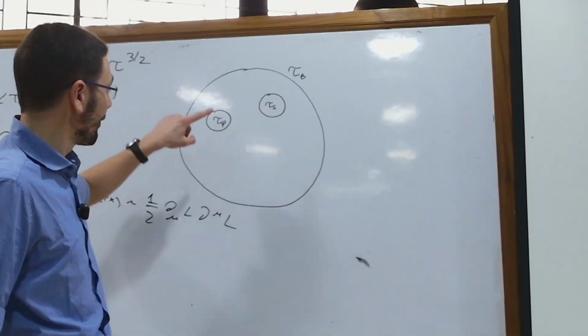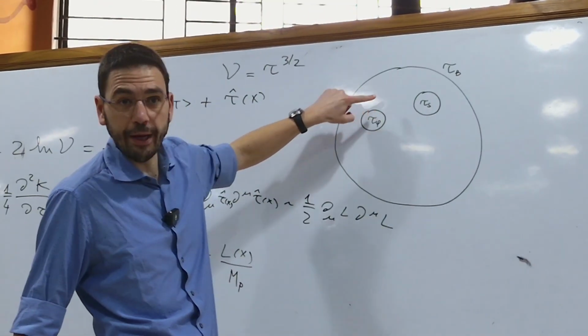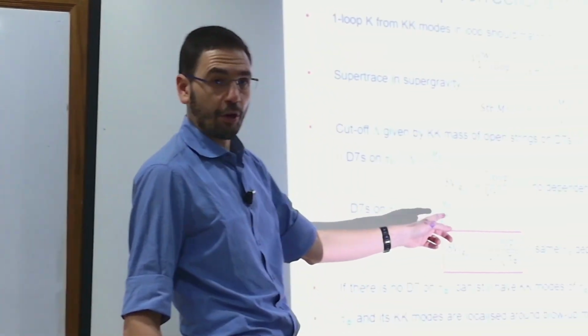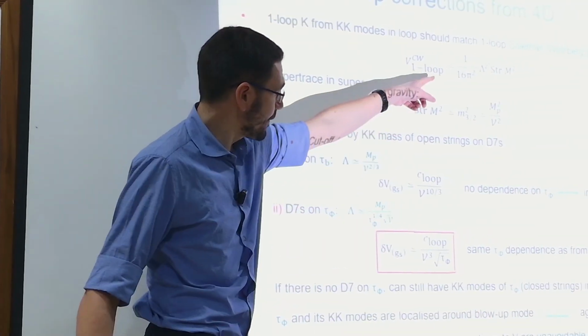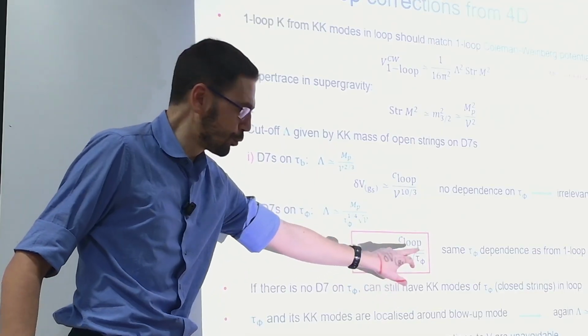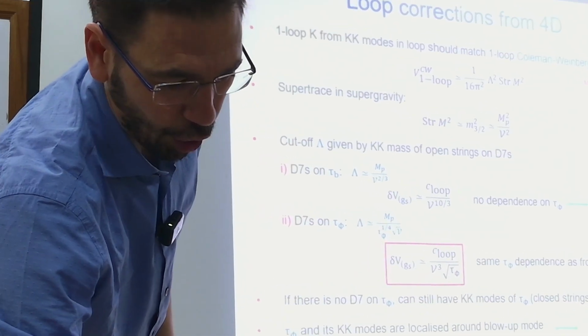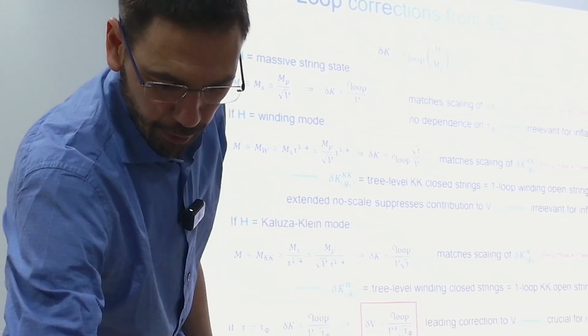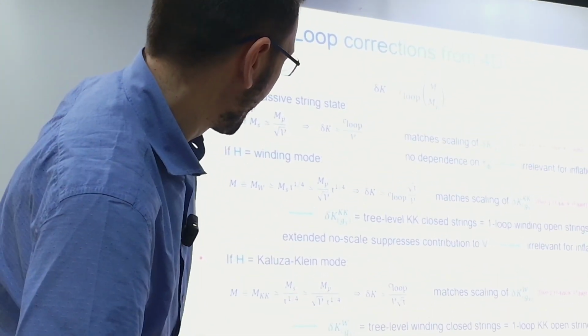But when you have the D7 branes wrapping tau phi, now the Kaluza-Klein scale depends on tau phi. You can plug it back there, and you see you get the same expression, one over volume cubed times the square root of tau phi, that we got from this two-point function interpretation. So we were pretty happy with that.